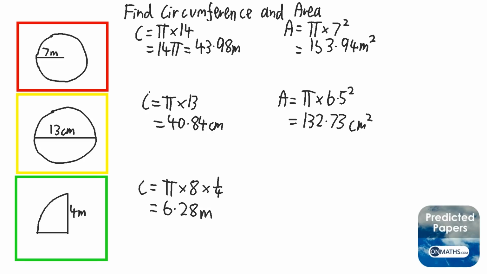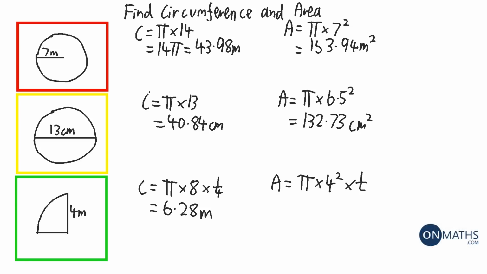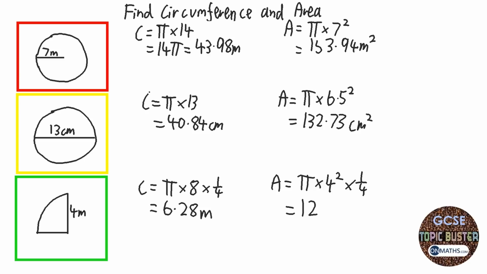Let's just put a unit in, and the area would be pi times r squared times a quarter. Let's just work that out, which is just the same as 4 pi, which is 12.57 meters squared.